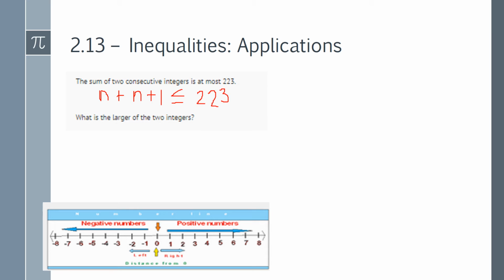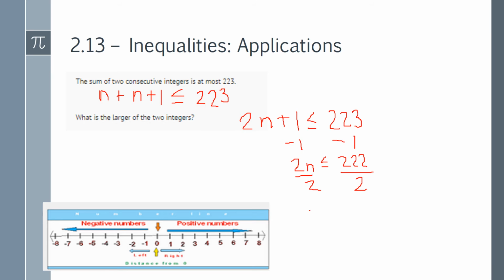I'm going to go ahead and simplify. That's 2n plus 1 less than or equal to 223. Subtract 1 from both sides. We've got 2n is less than or equal to 222. Divide both sides by 2. n is less than or equal to 111. So the question is, what is the larger of the two integers? Remember, n is your smaller. So the larger of the two would be 1 bigger than that, so it'd be 112. So 112.